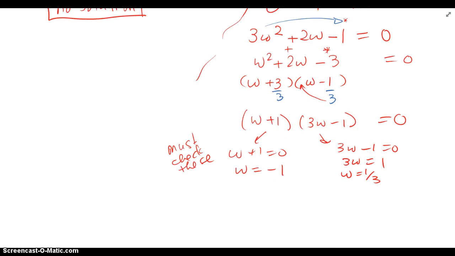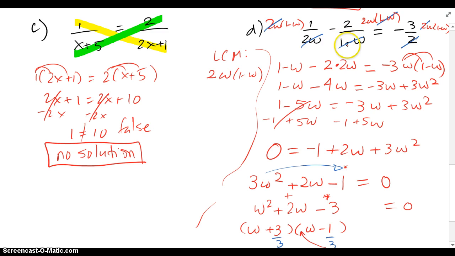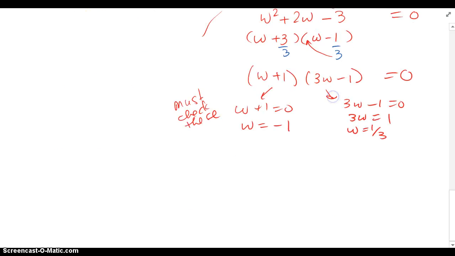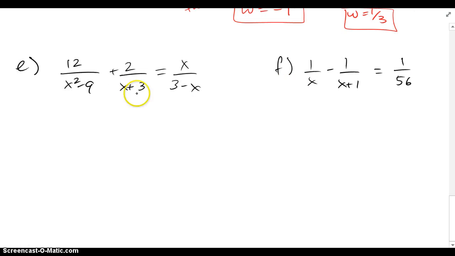And neither one of my answers are those. Negative 1 is okay, because when I put it in here, 1 minus a minus 1 becomes a positive 2. So denominators don't become 0, and this equation actually has 2 solutions. Okay, let's solve this part E.